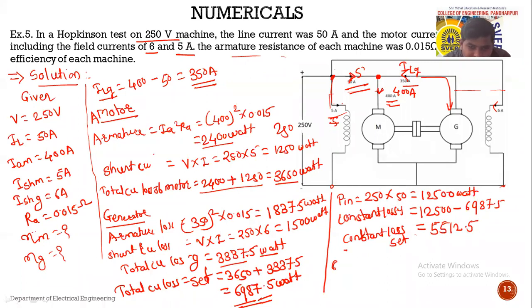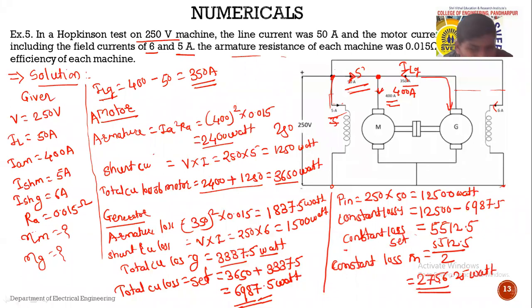Now constant loss of each machine, प्रत्येक मशीनचे constant loss of the motor and generator divided by 2 केले की प्रत्येक मशीनचे मिळतील. So calculate करा. 5512.5 divided by 2 किती येतील प्रत्येक मशीनचे कॉन्स्टंट लॉसेस? 2756.25 वॅट, राईट?